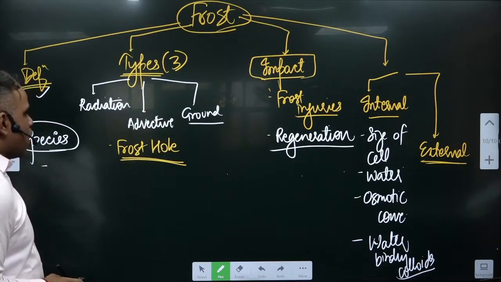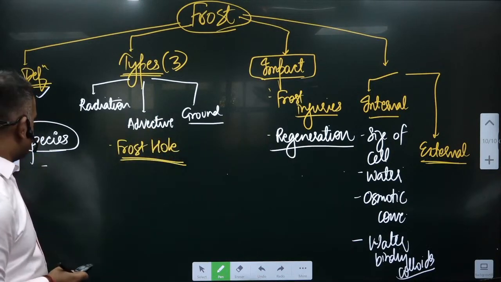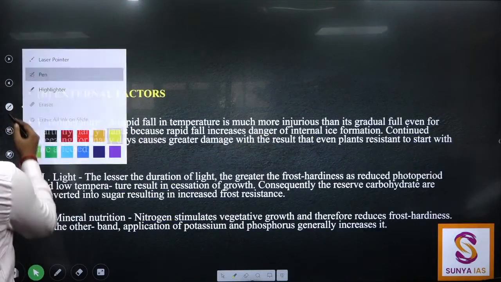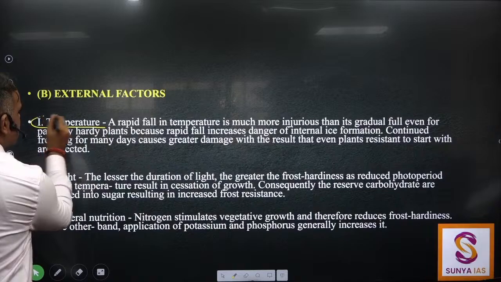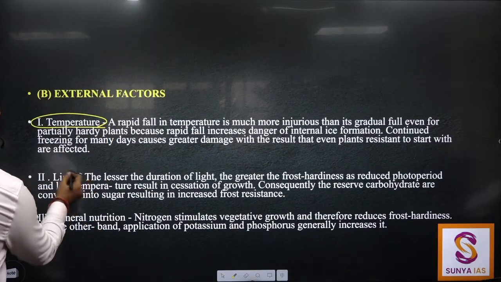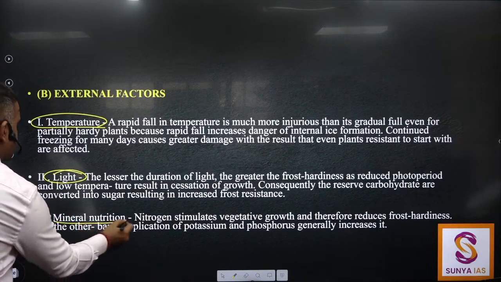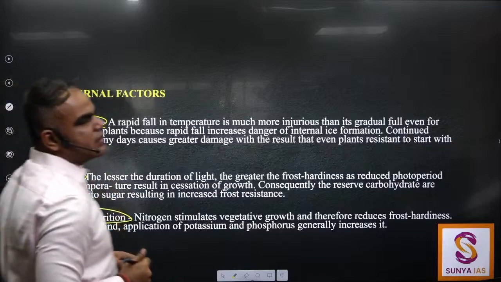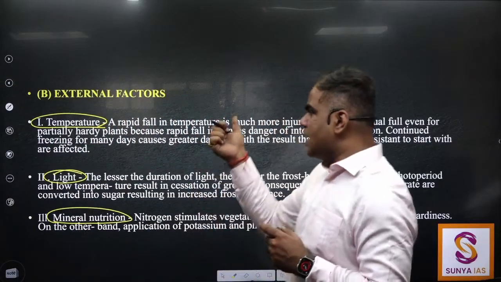Now we move to the external factors. In the external factors, of course, temperature is one factor. Second is light, and then we also have the nutrition or the mineral nutrition. All these 3 factors are external factors, so we'll have a look at them.